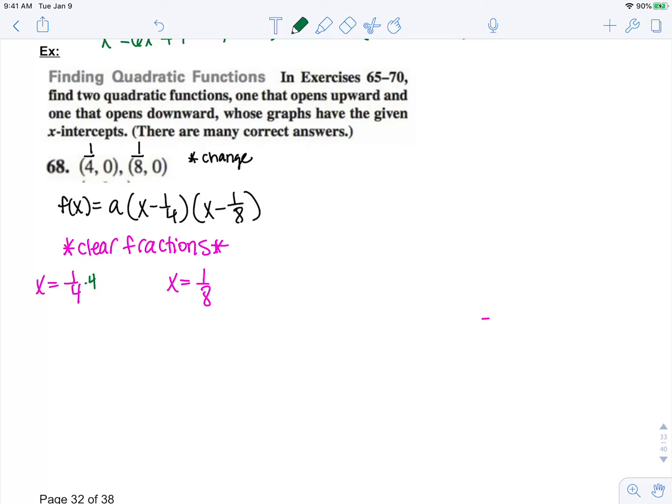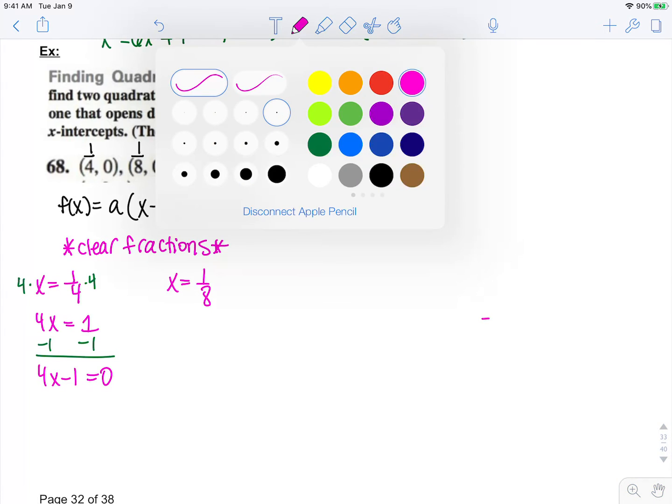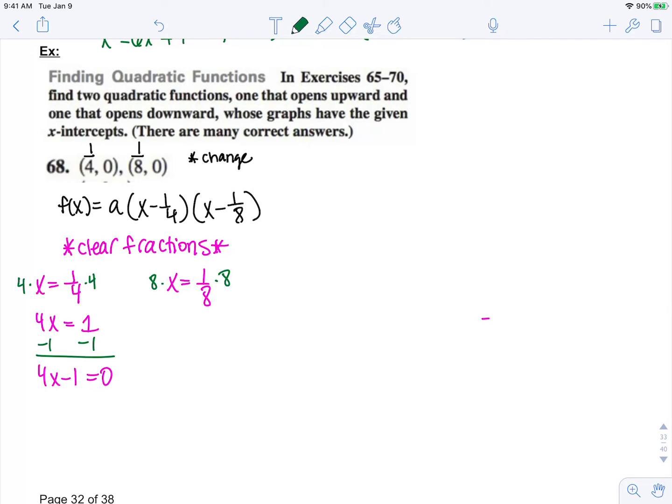The first thing we need to do is multiply by 4. 4x equals 1. Then we need to subtract 1. And I have 4x minus 1 equals 0. Here, multiply by 8. 8x equals 1. And then subtract 1. 8x minus 1 equals 0. So keep in mind, this all came from solving an equation where we used the zero product property.